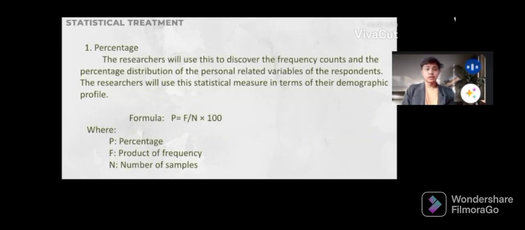Number one, percentage. This was used to discover the frequency counts and the percentage of the personal profile of the respondents, where the formula is: percentage is equal to frequency divided by the number of samples, then multiplied by 100.